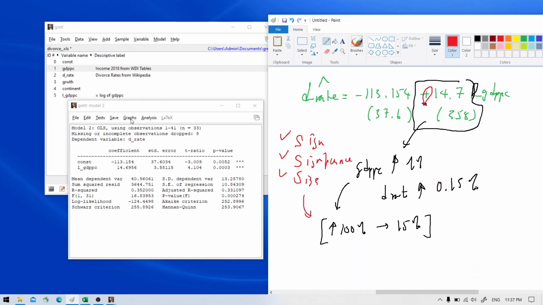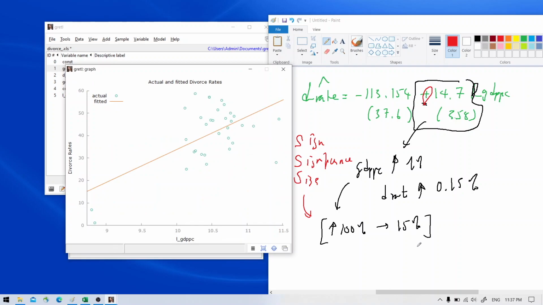Draw the plot, see how it looks. It's the graph of fitted and actual against the log, and we'll find a nice linear graph, where all the countries you'll see are more or less placed linearly around this line. Okay, there you go.